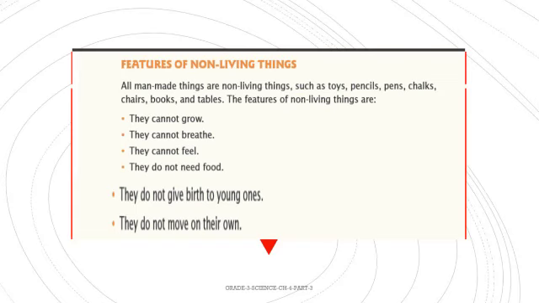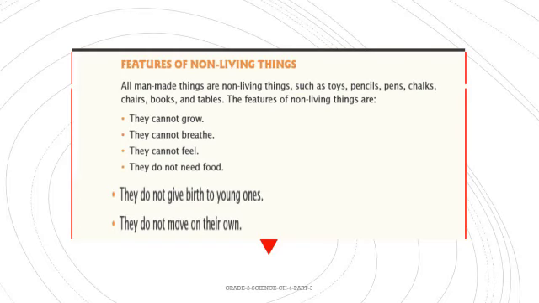The third property is they cannot feel. Living things, we have seen, if we touch any hot or cold thing, we can feel. But non-living things cannot feel. Then the next property of non-living things is they do not need food. Now, do your pencil or your eraser, your chair or table need food? No. So it is one of the properties of non-living things.